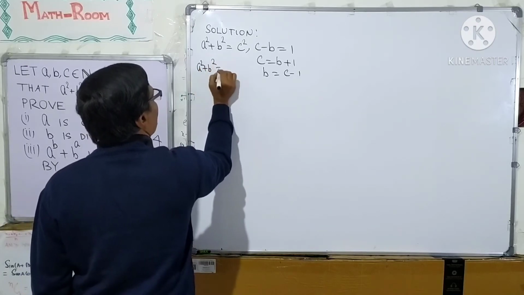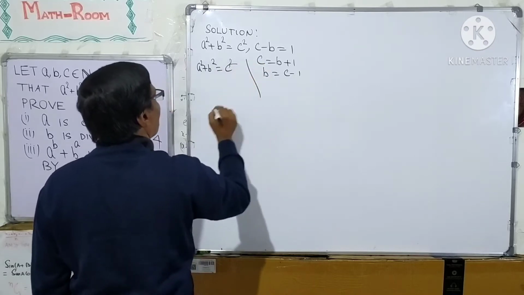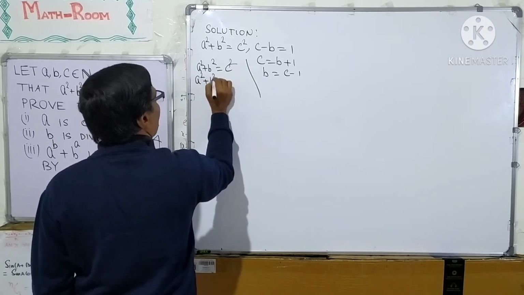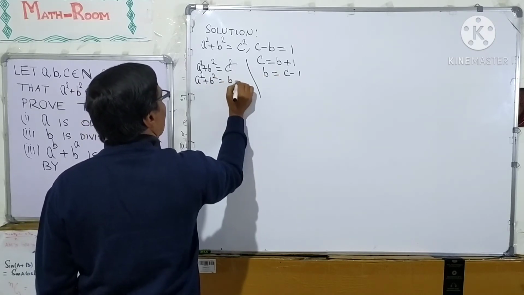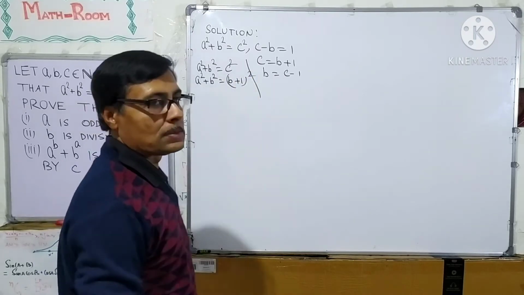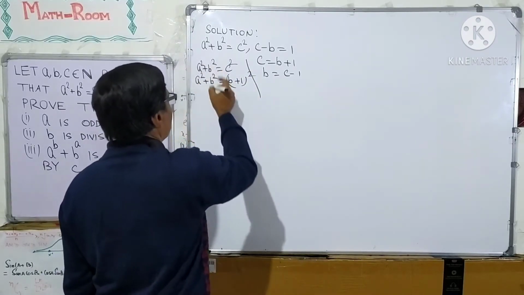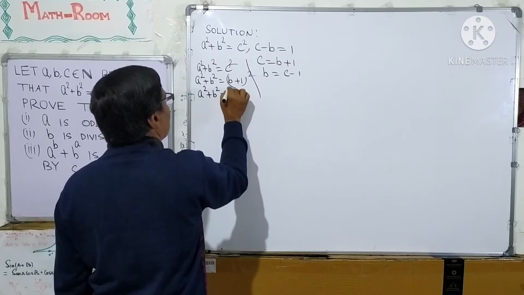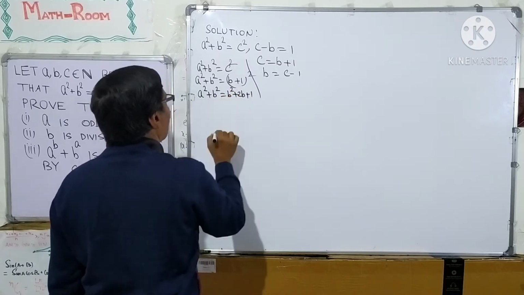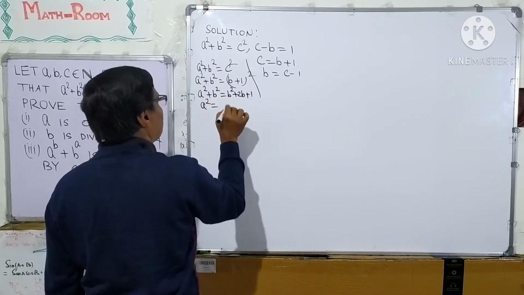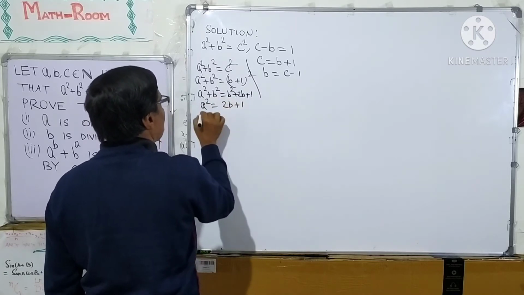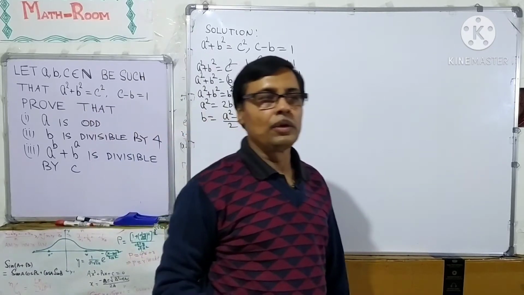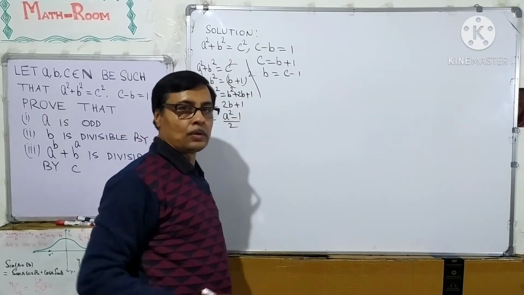At first we put the first relation, c equals b plus 1, in a square plus b square equals c square. That is a square plus b square equals b square plus 2b plus 1. So a square equals 2b plus 1, that is b equals a square minus 1 over 2.